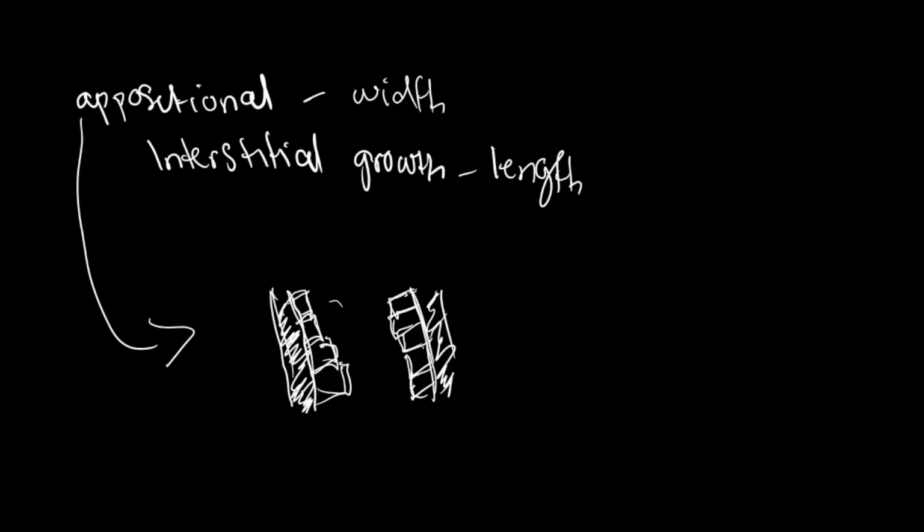However, for interstitial growth, the chondrocytes which are bound in the lacunae divide and set a new matrix that expands the cartilage from within. So interstitial has to do with something that is within, while appositional has to do with the side. So in other words, interstitial growth leads to an increase in the length.